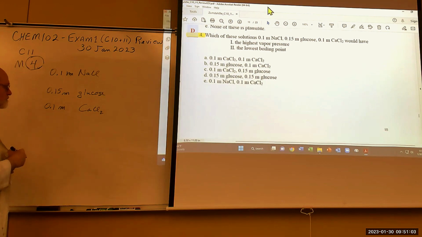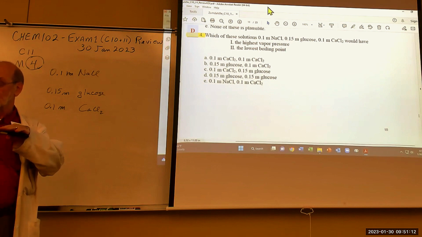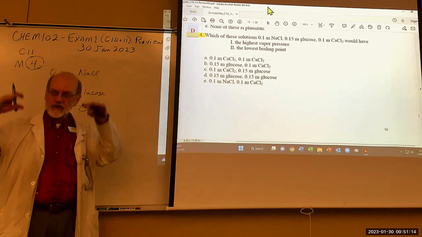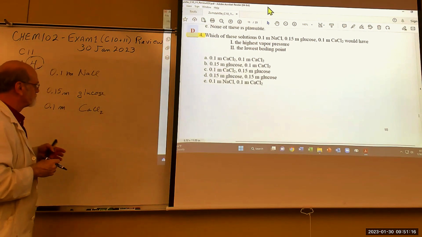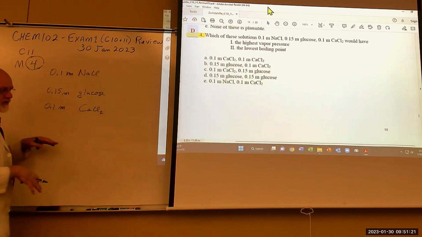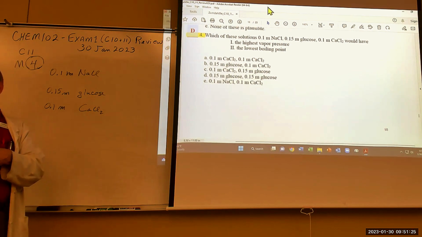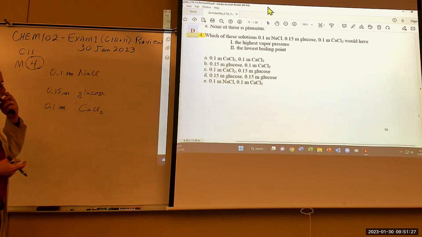Okay. Highest vapor pressure would be the one with the lowest concentration, because as you increase the concentration, you decrease the vapor pressure. And these are all non-volatiles, so Raoult's law would be the simple form. We don't have to deal with just one concentration.